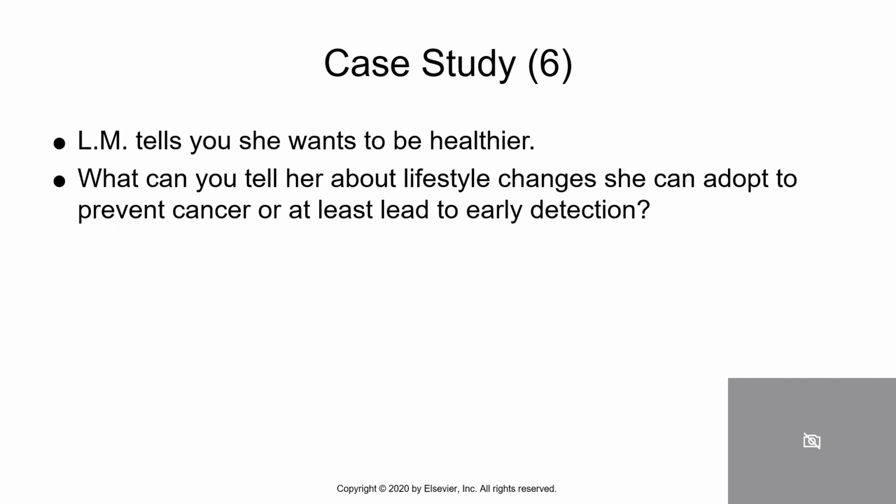So in this situation, the friend tells you that she wants to be healthier. You need to talk to her about different lifestyle changes she can adopt to help prevent cancer or lead to early detection. You would talk about things like reducing and avoiding exposure to known carcinogens, such as cigarette smoke and sun exposure, the importance of a healthy diet, exercise, and reducing intake of carcinogenic foods, such as foods high in nitrites like hot dogs, salt smoked foods, those types of things.